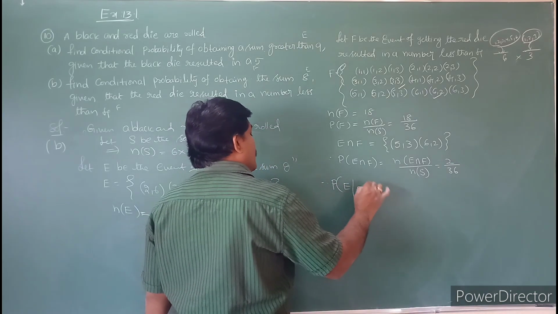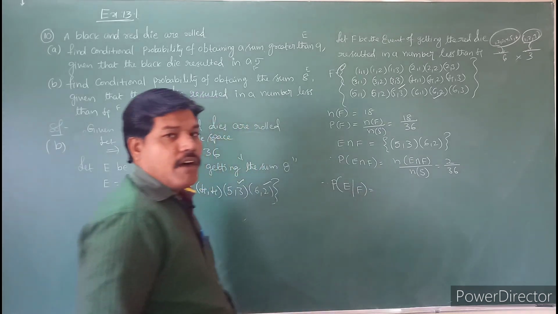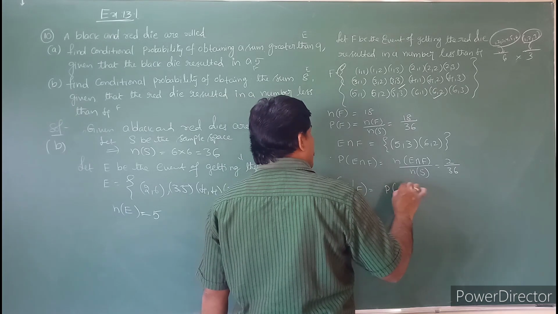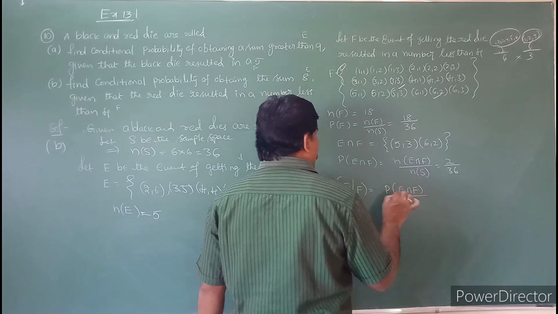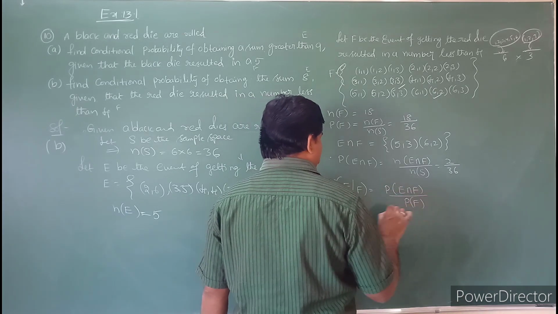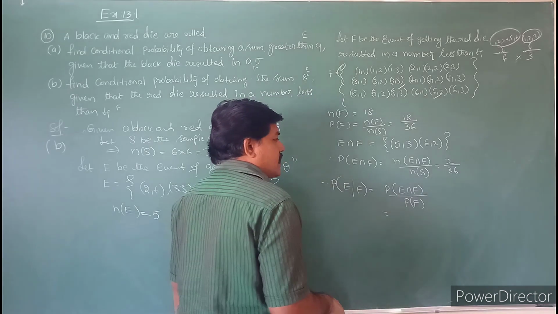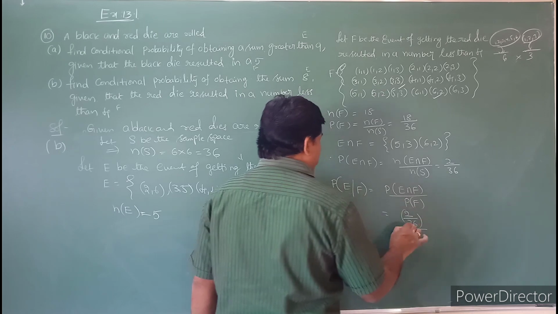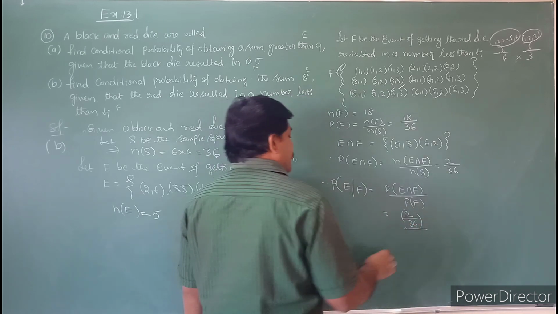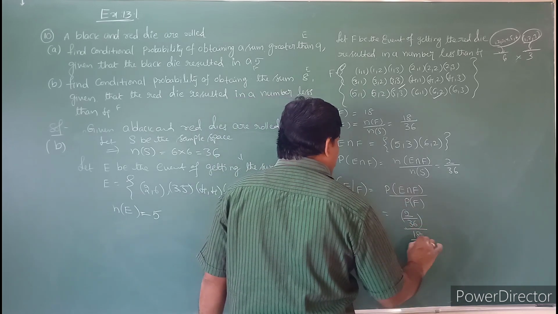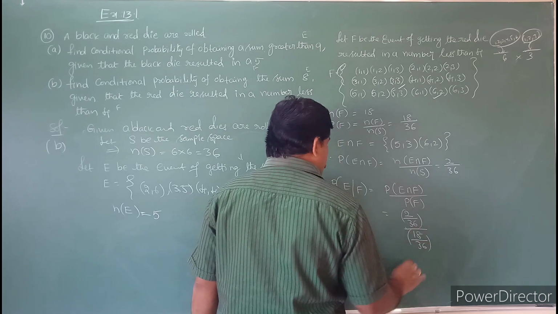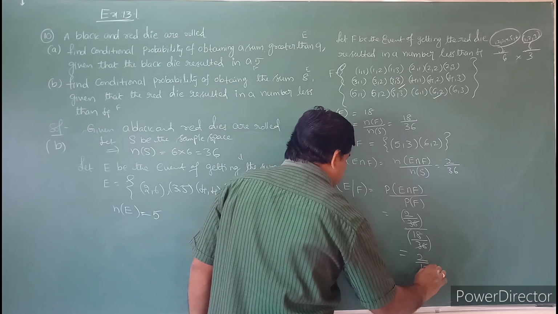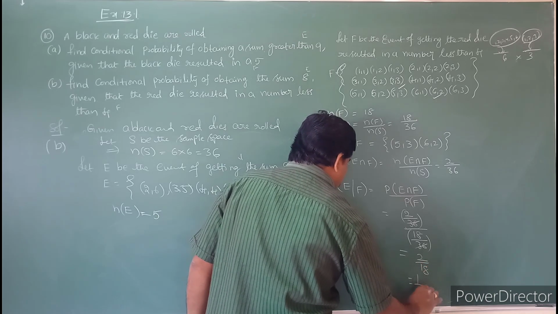Probability of E given F is equal to probability of E intersection F by probability of F. What is the probability of E intersection F? That value is nothing but 2 by 36, divided by, what is the P of F? P of F is nothing but 18 by 36. So that is nothing but the 36 will be cancelled. That is nothing but 2 by 18. So that is nothing but 1 by 9.